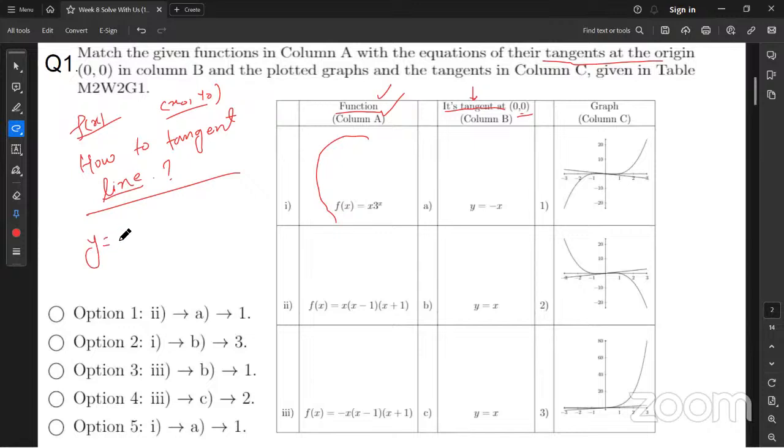Okay. You have nice formula. What? Okay. You just solve and then let me know. Okay.